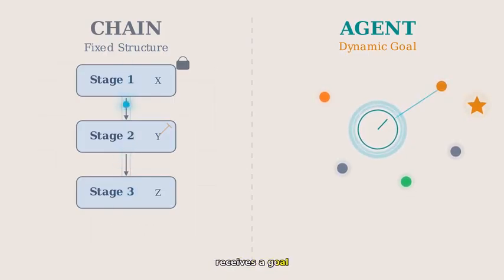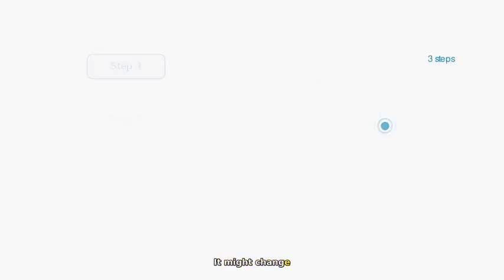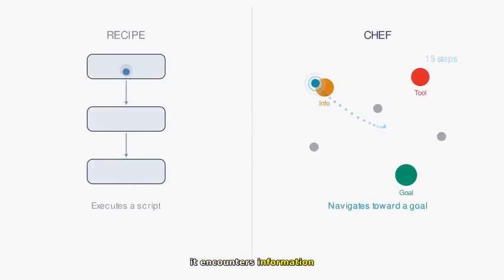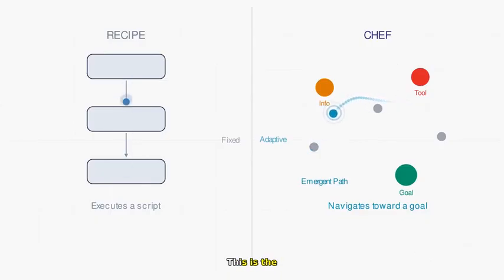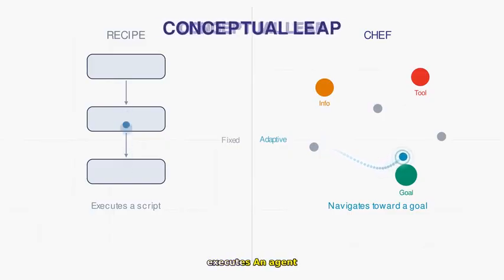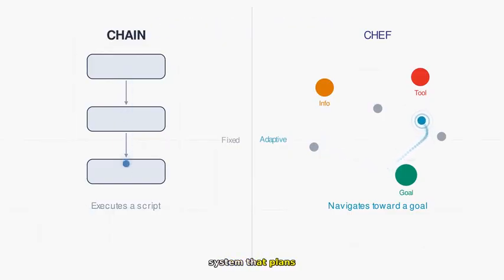In an agent, the structure is dynamic. The agent receives a goal and then decides, at runtime based on what it discovers, what actions to take and in what order. It might take 3 steps. It might take 15. It might change direction midway when it encounters information that changes the picture. The specific path through the task is not predetermined. It emerges from the agent's own reasoning process. This is the conceptual leap. A chain is a defined process that executes. An agent is a reasoning system that plans its own process.